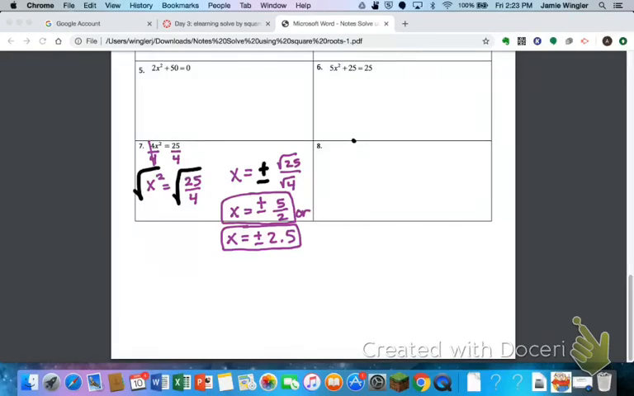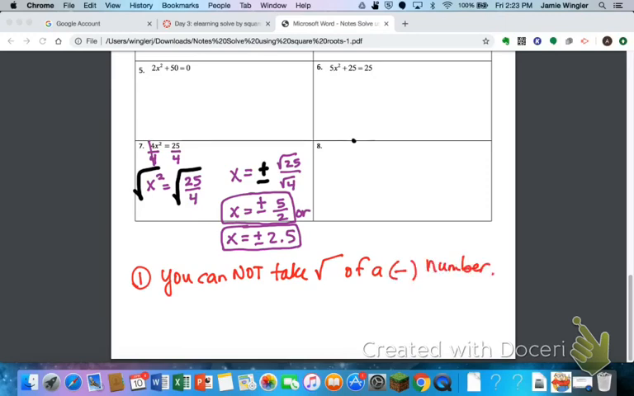That's it for the notes today. 3 things I want you to remember. You cannot take the square root of a negative number. Remember that the square root of 0 is 0. And when you take the square root of a positive number, you must include plus or minus with your answer.